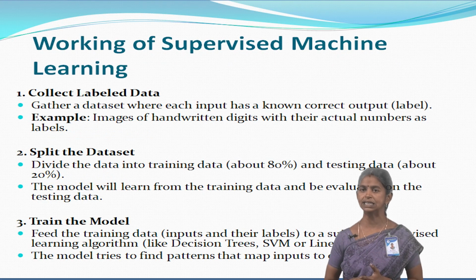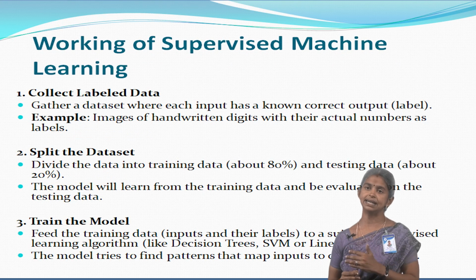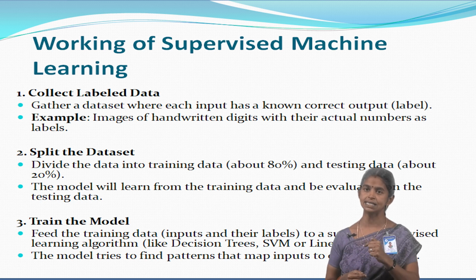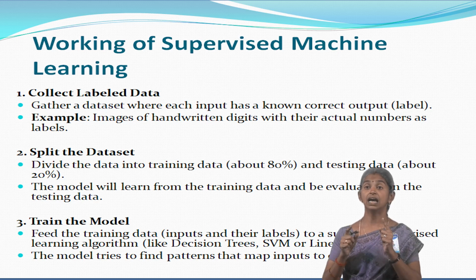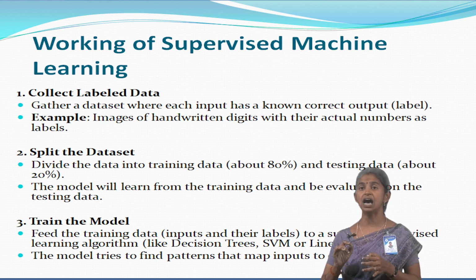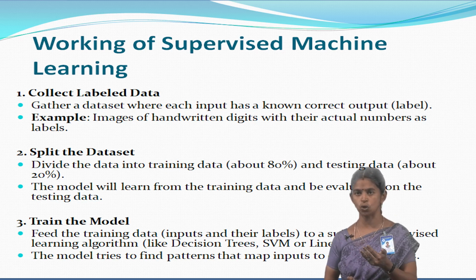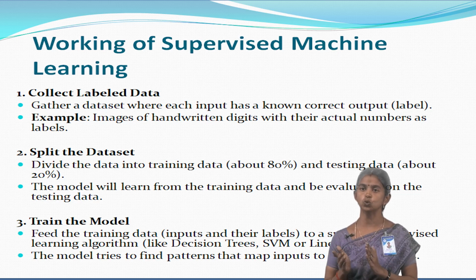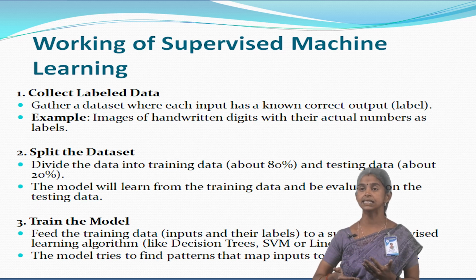Working of supervised machine learning, that is collect labeled data. Gather a data set where each input has a known correct output. Example, images of handwritten digits with their actual numbers as labels. Another one is split the data set, that is divide the data into training data and testing data. The model will learn from the training data and will be evaluated on the testing data. Train the model. Feed the training data to a suitable supervised learning algorithm. Then the model tries to find patterns that map inputs to correct outputs.